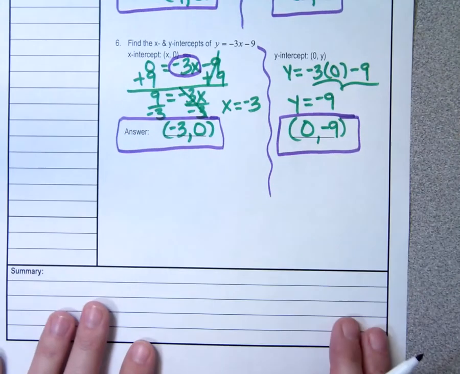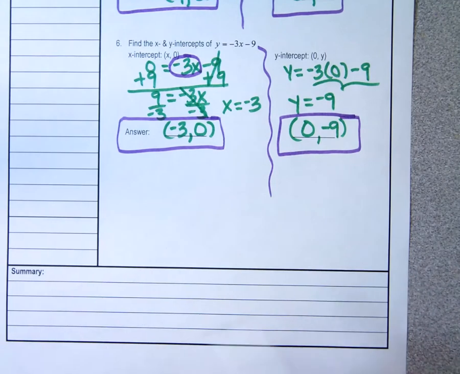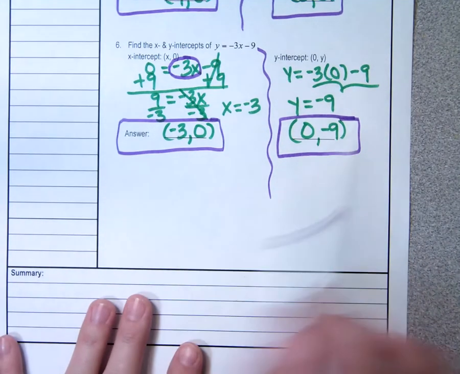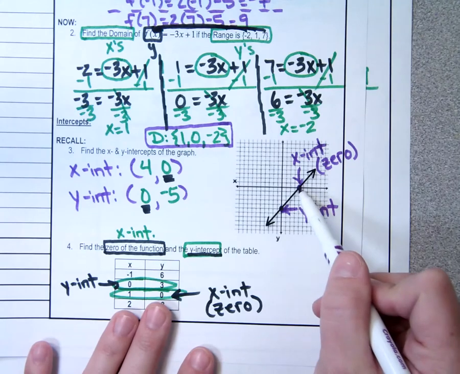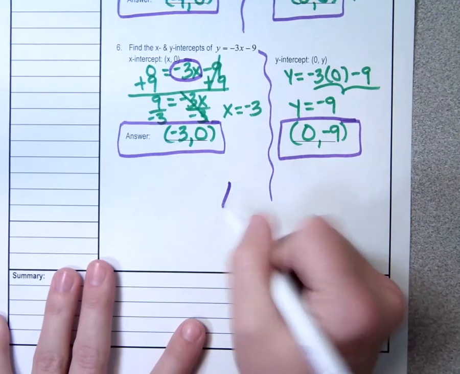So basically, when you're working with intercepts, you're working with zeros. So if it's a table, you look for the zeros. If it's an equation, you plug in the zeros. And if it happens to be a graph, you just look to see where the graph touches the x-axis or the y-axis. Okay? That's all for today.